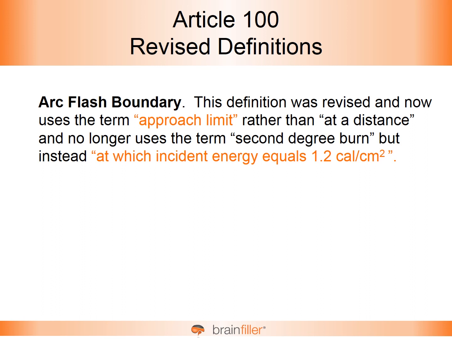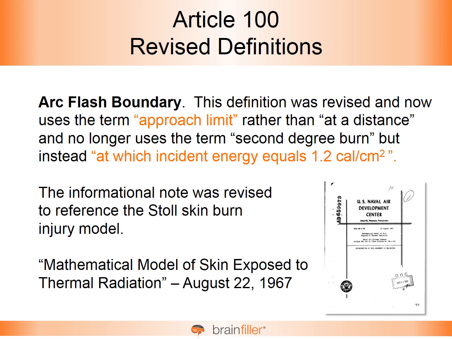This is an important change because when you're calculating the arc flash boundary, for example, using the equation in IEEE 1584, you're actually calculating a distance from a prospective arc flash source where the energy equals 1.2 calories per square centimeter. The informational note was also revised to reference the Stoll curve, the Stoll skin burn injury model. And this is a mathematical model of skin exposed to thermal radiation, and the report is dated from 1967.